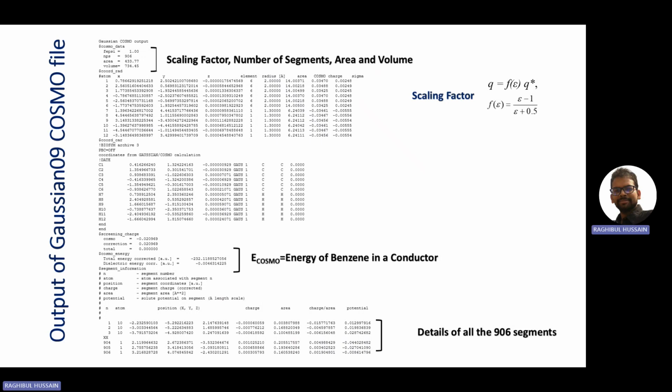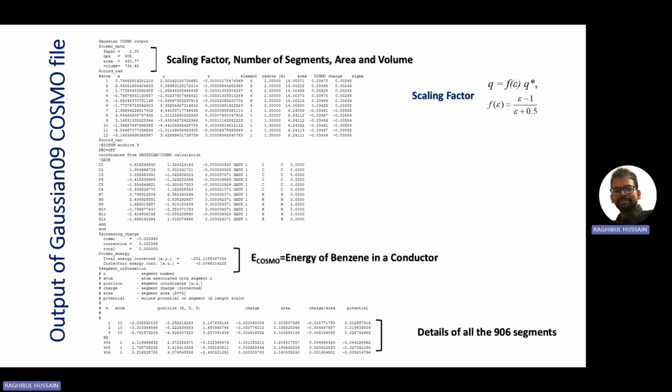Now, each of these surface areas is further broken up into a number of segments. If you go down, you see some segment information. N here is the segment number. This is the first segment. The first segment belongs to atom number 10. Atom number 10 is this hydrogen atom. This segment has an XYZ coordinate given by this, and on this segment, this amount of charge is there. This particular segment has this area. If you divide charge by area, these two columns, you get the screening charge density, and this is the potential.